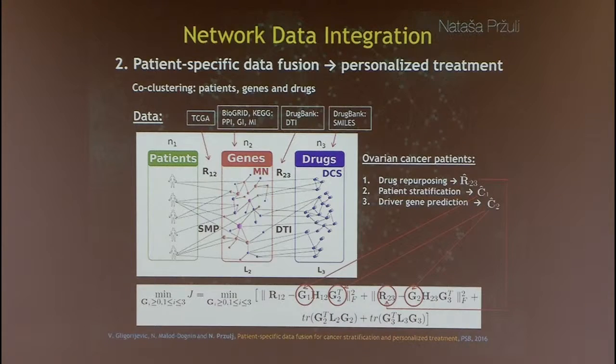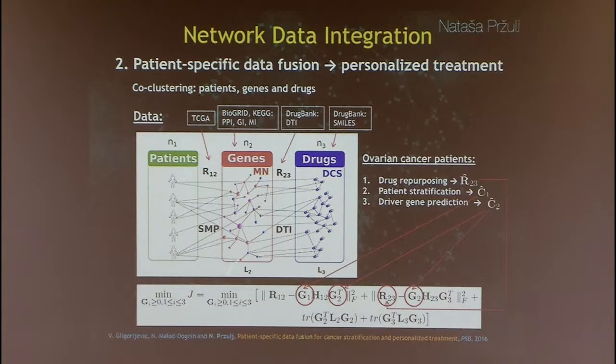Then we go to DrugBank, and we take the data about drugs and their targets. And then we have a drug chemical similarity network here, and we used SMILES there. So this is where the data comes from in this particular example. Now, this R23 matrix is between these two data types. And again, we are doing the same thing.